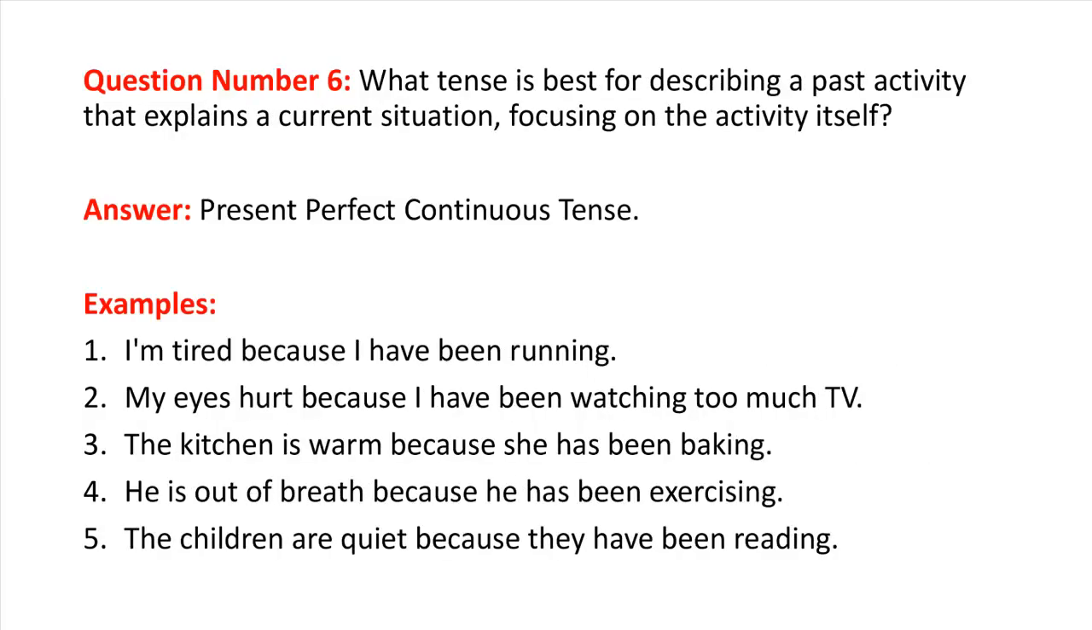Question number 6. What tense is best for describing a past activity that explains a current situation, focusing on the activity itself? Answer: present perfect continuous tense. Examples: I'm tired because I have been running. My eyes hurt because I have been watching too much TV.